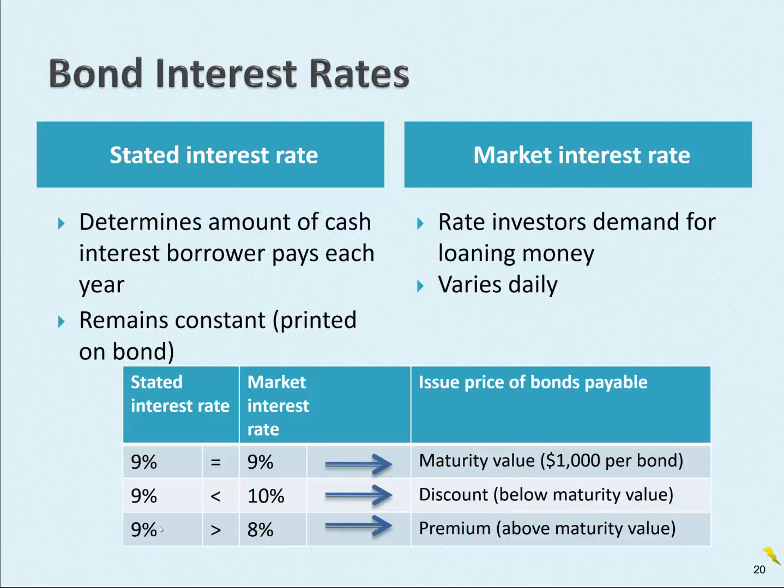Well, a lot of people want to buy our 9% bond, so much so that they will pay a premium. In other words, above the maturity value of $1,000. So instead of $1,000, maybe they're willing to pay $1,090 to get our 9% bond when other bonds are only paying 8%.